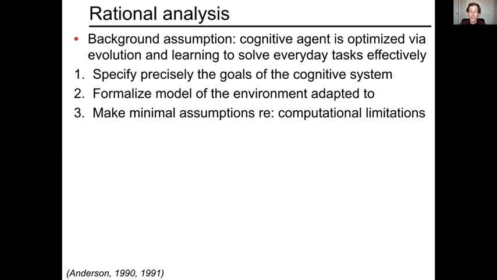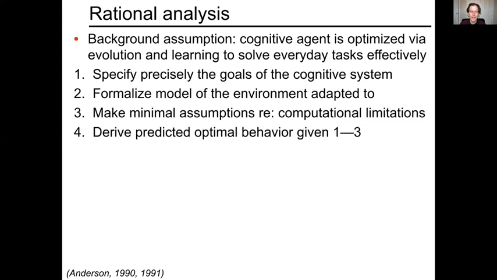We'll potentially revisit this assumption later on when necessary, but we'll start with that minimal assumption. Given 1 through 3, we derive predicted optimal behavior. Given the goals of the system, the modeling environment, and minimal assumptions regarding computational limitations, we ask, what would the best possible model system do? And then once we have that predicted optimal behavior, we compare it with empirical data.